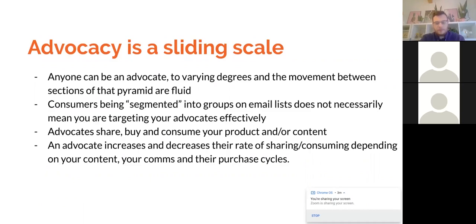Consumers tend to be segmented into these small groups on the email list, and it doesn't necessarily mean that you're targeting advocates effectively. Like I said, you can get top spenders that you might think are advocates, but they don't actually want the constant sharing of your messaging. They don't want your purpose in their inbox all the time.